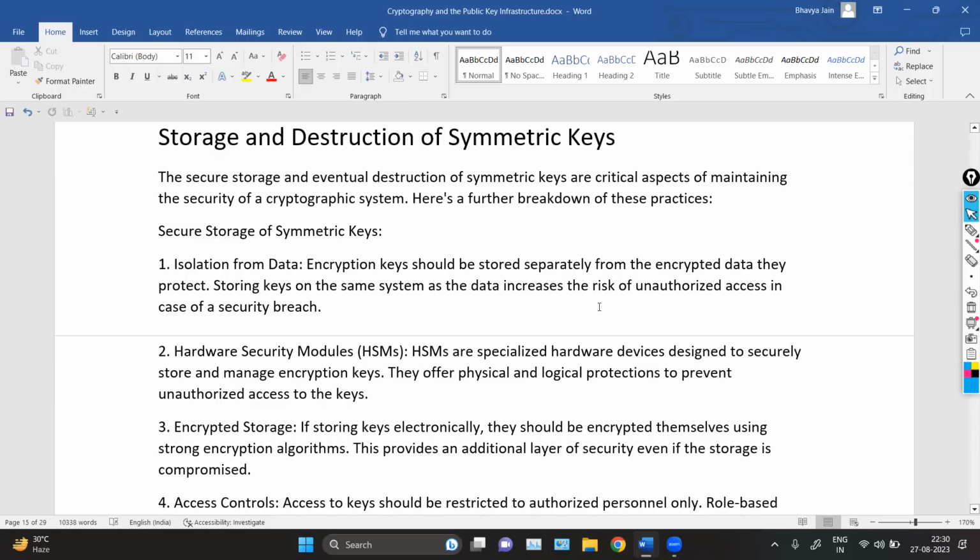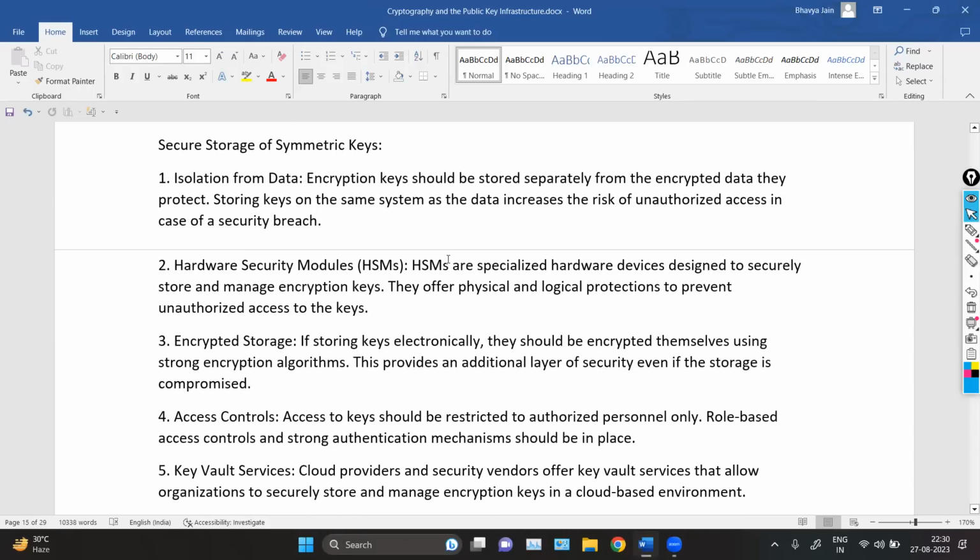The secure storage and eventual destruction of symmetric keys are critical aspects of maintaining the security of a cryptographic system. So you have further breakdowns of these practices. What kind of practices can we adopt so that we can perform these storage and destruction operations?